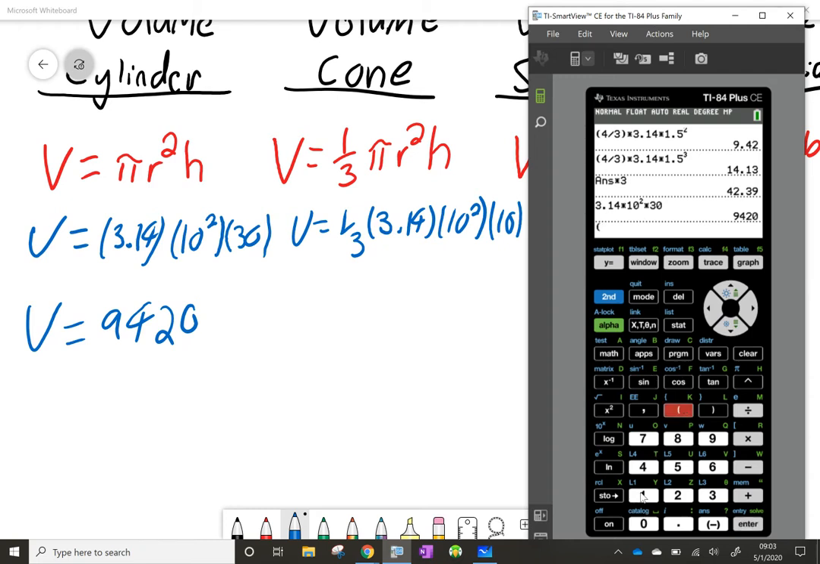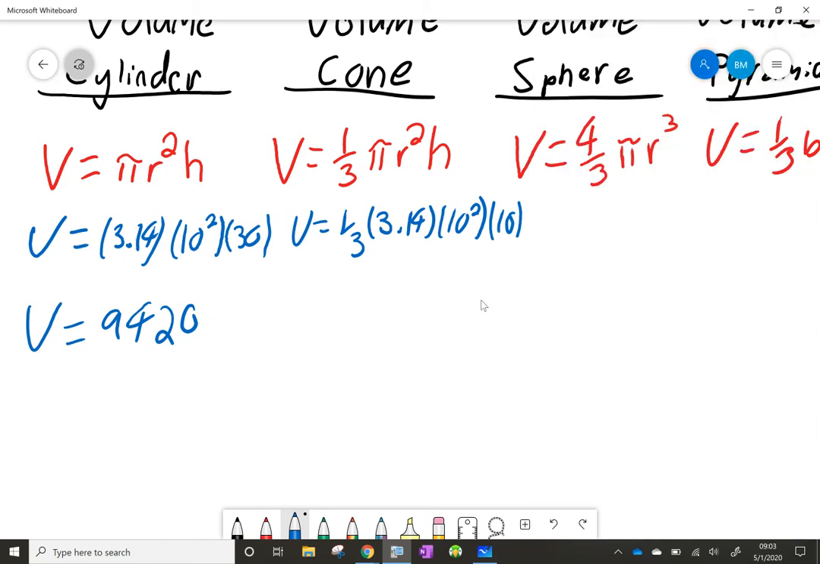So 1/3, again, I'm going to type it in as a parenthesis 1 divided by 3. I think that's the best way to go about it. Times the 3.14 times the 10 squared. Now, if you're using a regular calculator, what I would do is put 10 squared in parentheses just to be safe, because you never know how it's going to calculate that exponent with other calculators, and then times 10 at the end. So that's the formula all typed out, and we get 1046.67 if we round up.